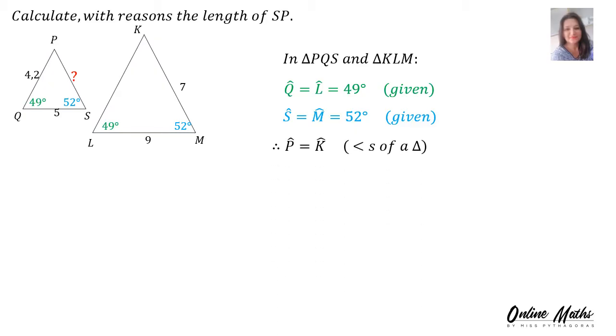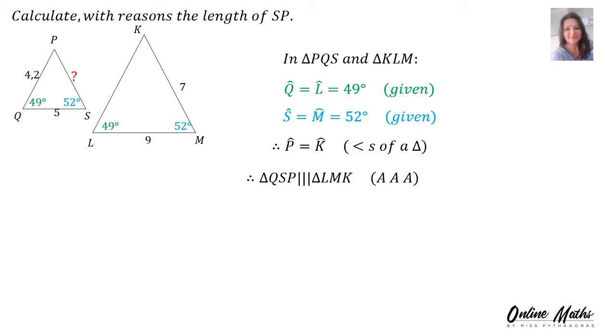Therefore, without thinking, we can say that the third angle, P, is equal to K, and your reason will be angles of a triangle. Then, now that we know that the three angles are equal, we can say that triangle QSP is similar to triangle LMK, and the reason angle, angle, angle.